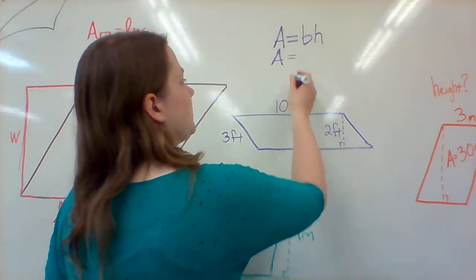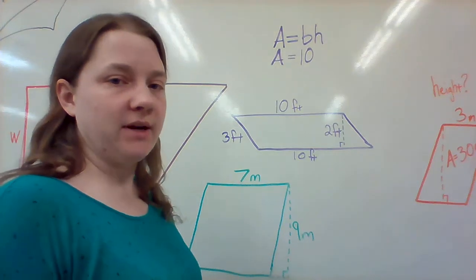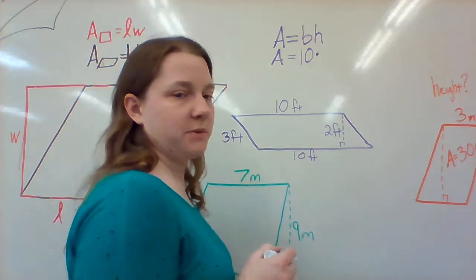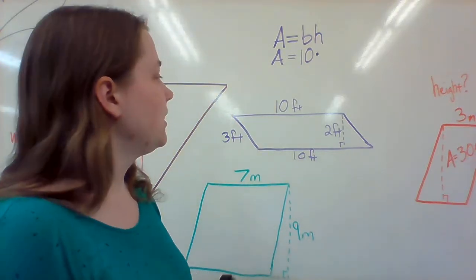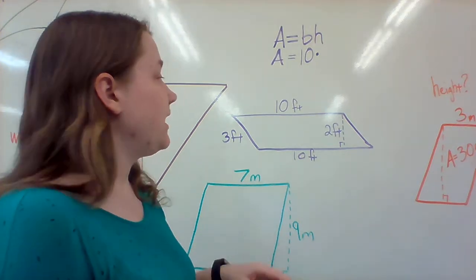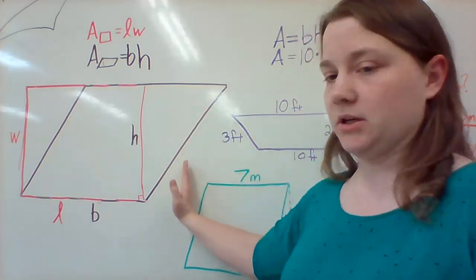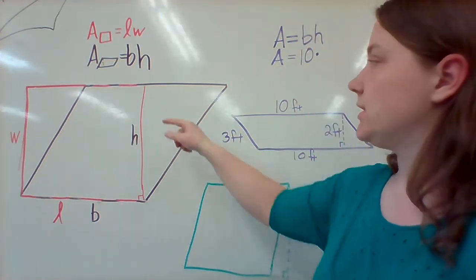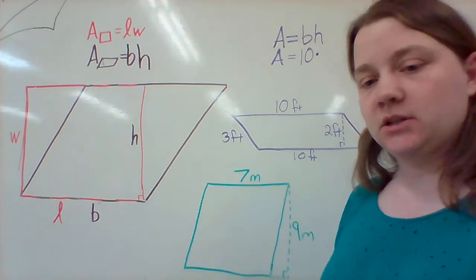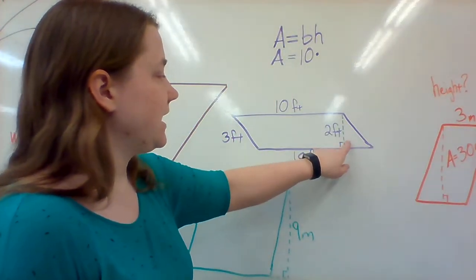So instead of B, I'm going to put 10. Now, B and H are together without any sign, so that means multiplying. So I'm going to put a little multiplication sign there because now I'm putting numbers. Now I need to find the height of the parallelogram. To find the height, I'm not going to look on the outside because that's going to be this tilted part of the parallelogram. I'm actually going to look for something that is 90 degrees from the base. So it has to be perpendicular, or 90 degrees, from the base. And I find that right here.